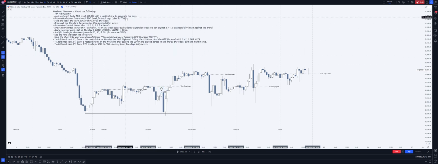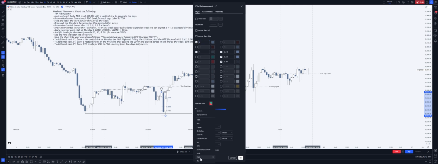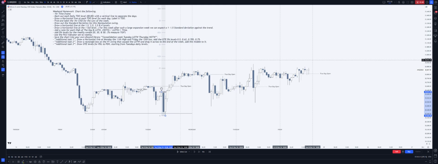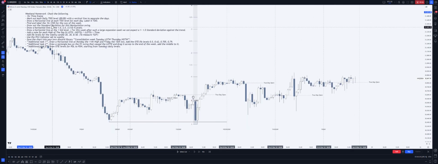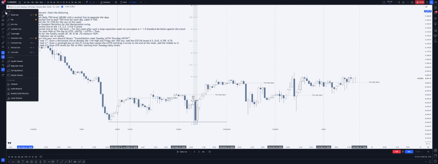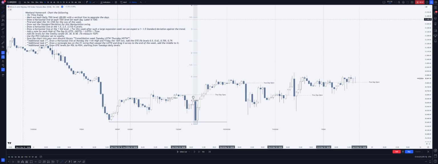And draw out our standard deviations for this manipulation swing. So we go from the low to the high that made it. And we're using our deviation template. Set out of the way a bit more. Next, we're going to draw our horizontal lines at the standard deviation points, 1.5, 2.5, 3.5, and 4.